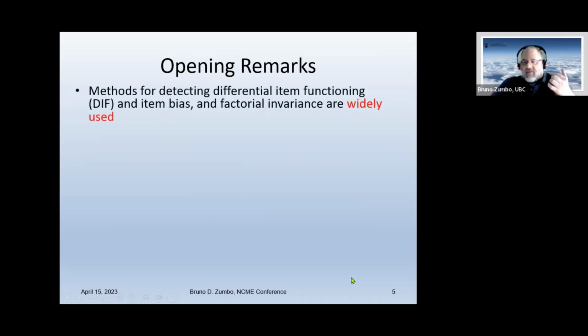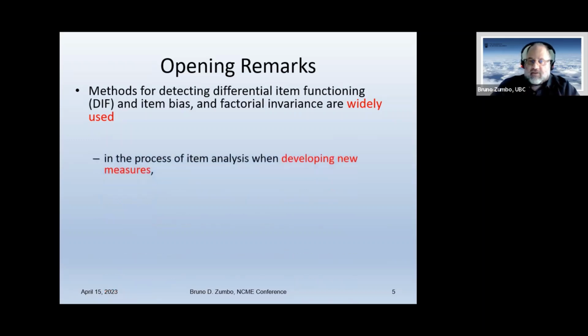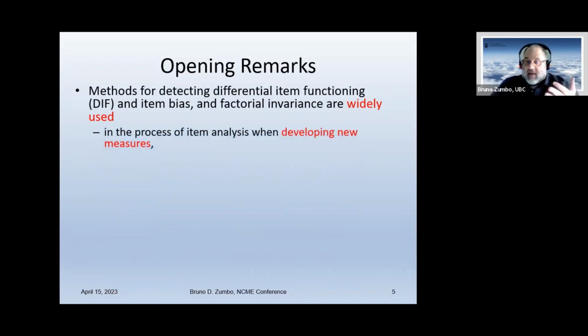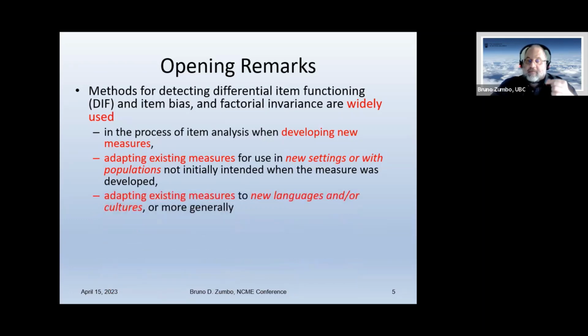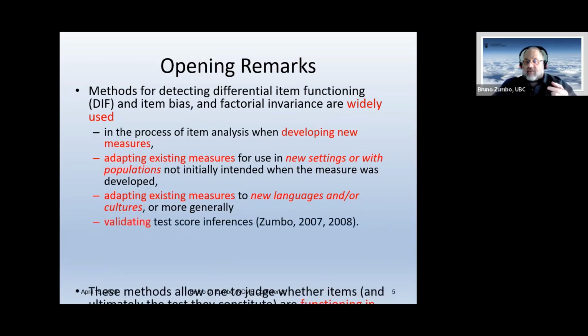Let me say a few words about differential item functioning, even though I'm sure most in the room and most listening will know something about it. Methods for detecting differential item functioning, DIF, and item bias, including factorial invariance, are widely used. They're used in the process of item analysis when developing new measures, in adapting existing measures for use in new settings or with populations not initially intended when the measure was developed, for adapting existing measures to new languages or cultures, or more generally validating test score inferences.